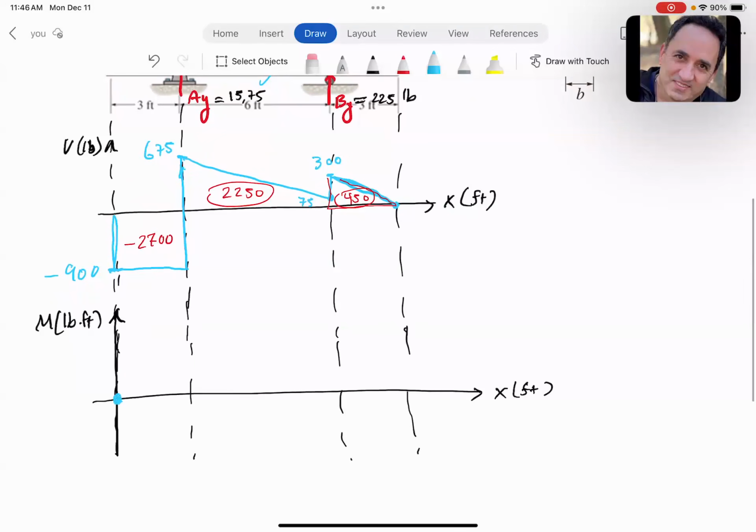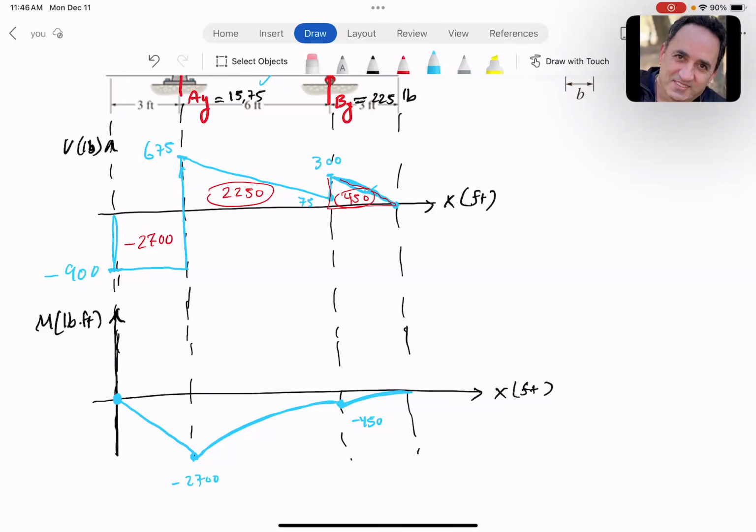So starting at 0, we add negative 2,700. That should put us at negative 2,700 linearly. Then we add 2,250. That should bring us exactly to minus 450. Again, this is not to scale, but this is going to be parabolic and concave down. And then minus 450 plus this 450 should put us at 0 again, parabolically.